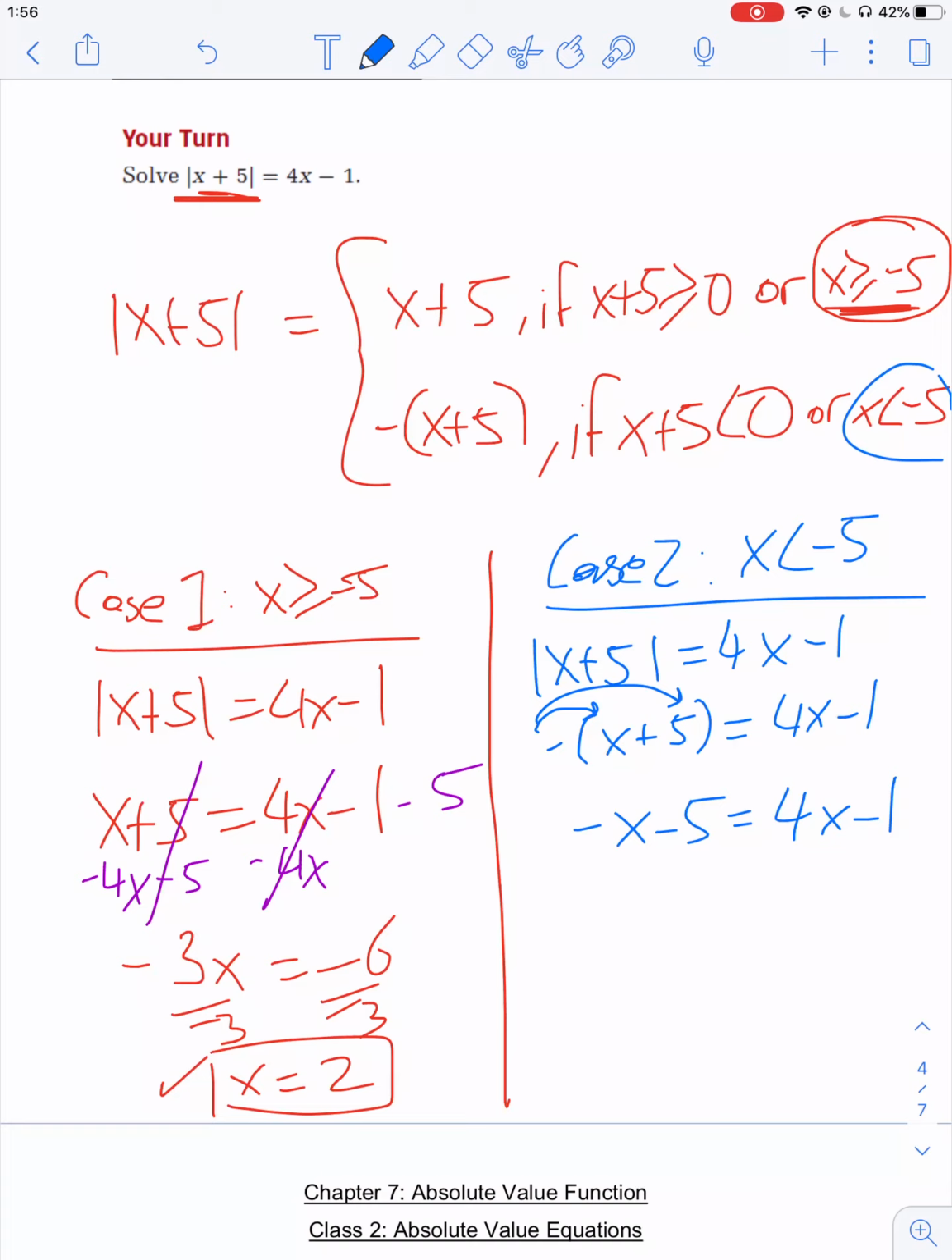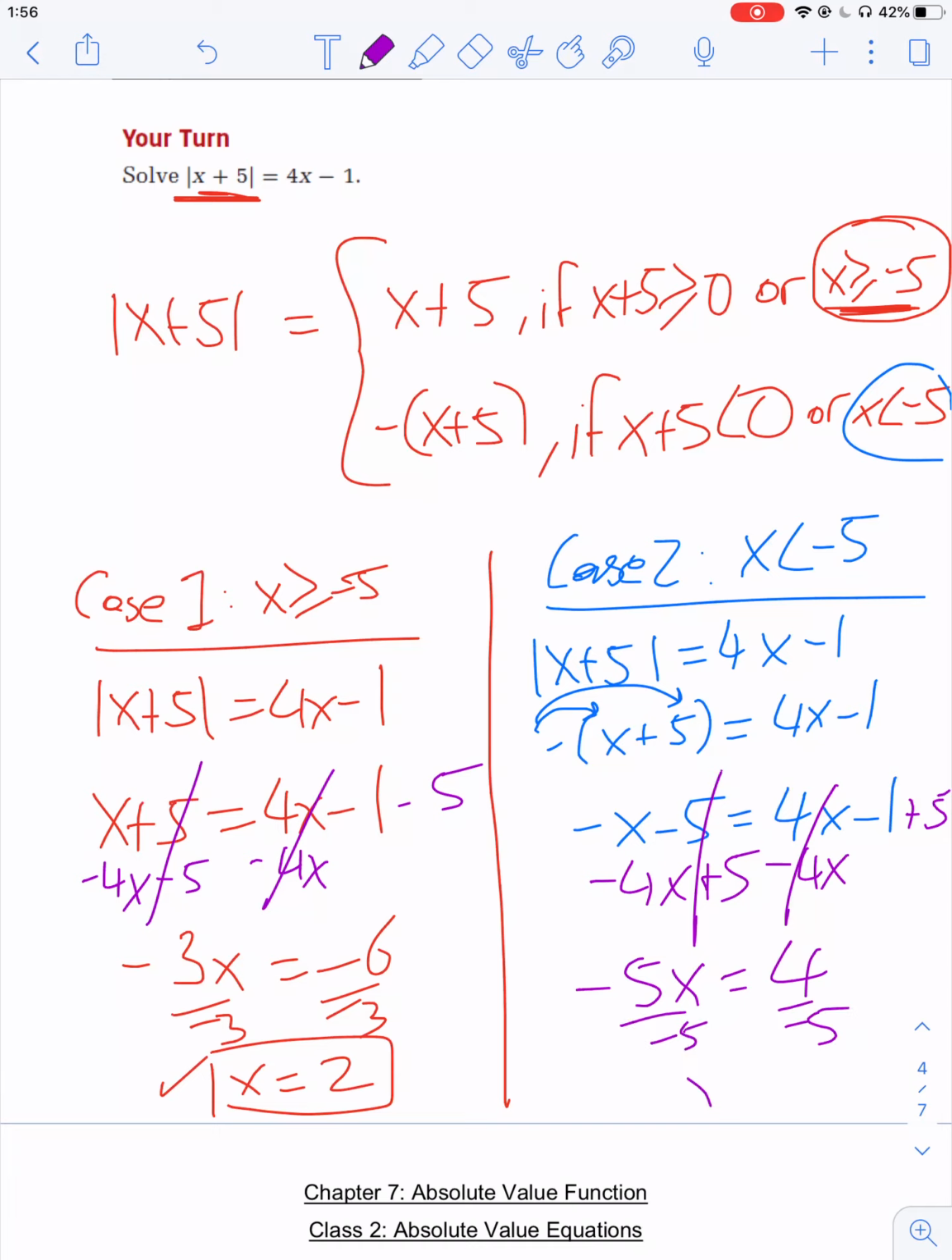So this time, again, I'm just going to be consistent with what I do. I like to have my variables on the left. It's just a habit, okay? So minus 4x, minus 4x, so this will disappear. This would be plus 5, plus 5, so then this will disappear. So minus 4x minus 4 is minus 5x, and this is equal to 4. And if you divide this by negative 5, divide this by negative 5, then you're going to get x equals minus 0.8, right?